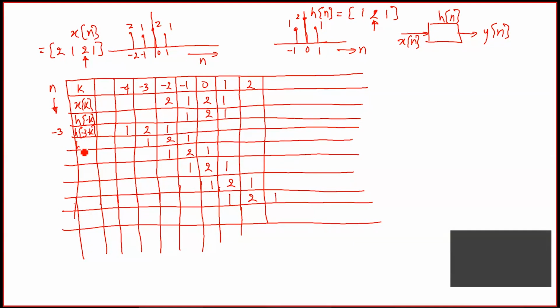So if we just keep writing this, this is minus 2 minus k, this is going to be h of minus 1 minus k, this is going to be h of minus k or 0 minus k, this is going to be h of 1 minus k, h of 2 minus k, and this is related to your values of n. So minus 3, minus 2, minus 1, 0, 1, 2.